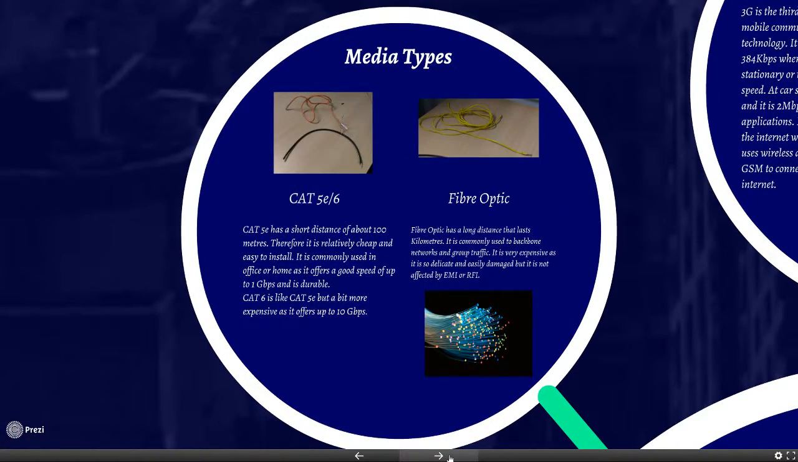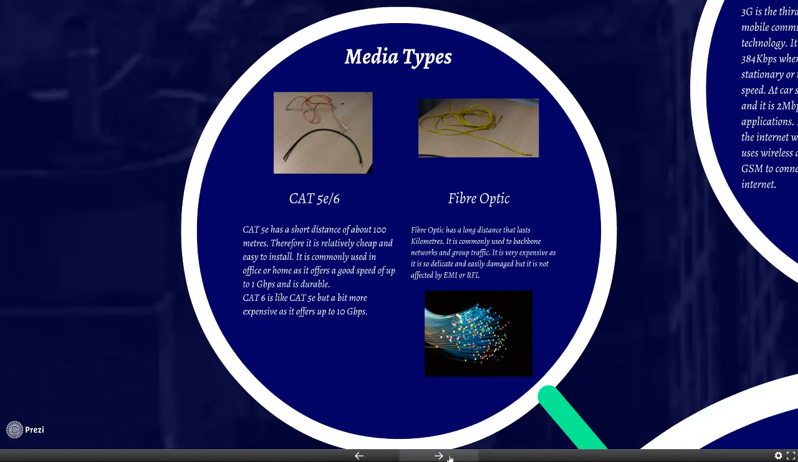I will now talk about different media types that are used to connect devices to the network. The first media type I will talk about is Cat5e or Cat6. Cat5e has a short distance of 100 meters, which means it is cheap to buy and very easy to install and use. It is usually used in home or office as it has a short range, and it is durable and can support speeds up to 1 gigabit per second. Cat6 is nearly the same as Cat5e, but is more expensive as it supports up to 10 times more speed.